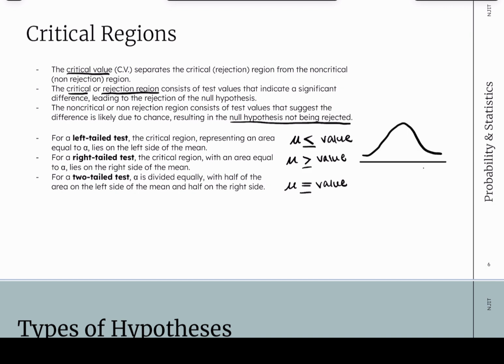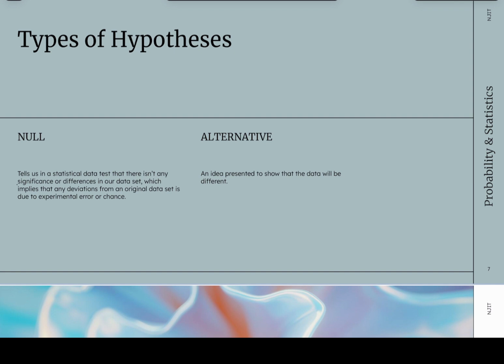So for the left-tailed, it would mean that your area lies on the left side of the mean, and we say the mean is right here. And for right-tailed, it would be on the right side of this defined line. And for two tails, it would not be really different, but you would have two different lines right here, and your areas would be defined as the opposite ends of these. A null hypothesis tells us in the statistical data set that there aren't any significances or differences in our data set. And the alternative is an idea presented to show that the data will be different.